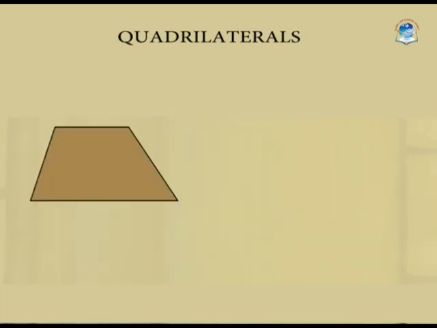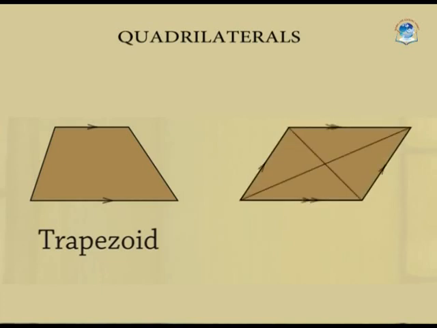A trapezoid or trapezium has only one pair of parallel lines. A parallelogram is like a rectangle, except that its diagonals are not equal in length and the sides are not perpendicular to each other. When a four-sided shape does not fit any of these categories, it is simply called a quadrilateral.